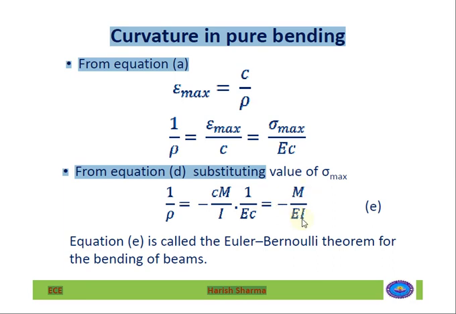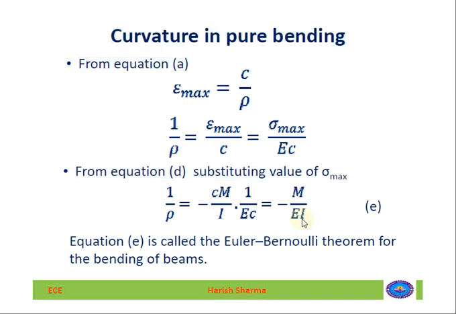This equation is called the Euler-Bernoulli theorem for bending of beam. This is the relation between the bending moment, the internal moment, and the curvature rho.